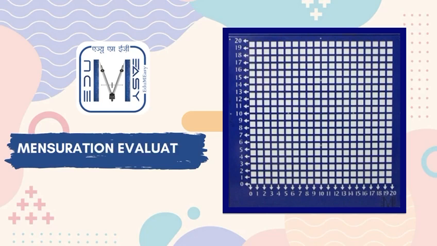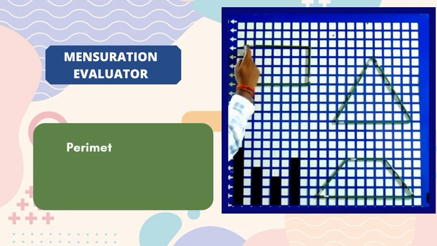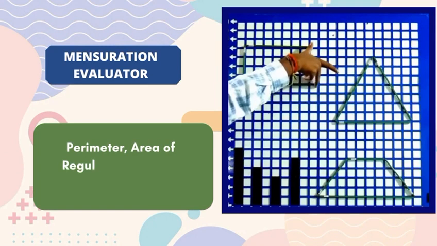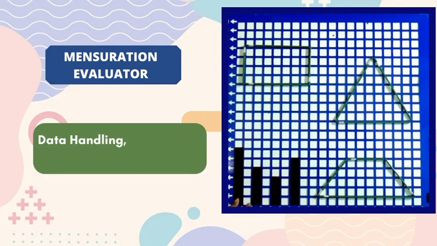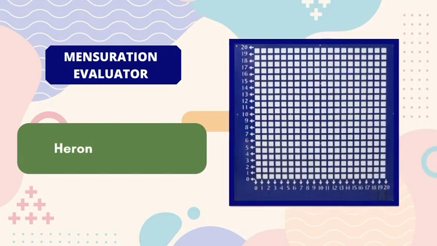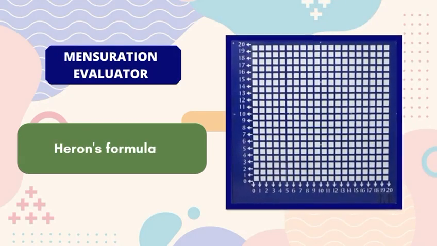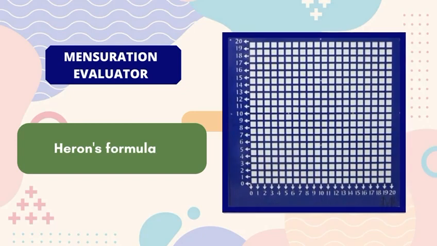The last in the row is mensuration evaluator. Perimeter, area of regular shapes, irregular shapes become very elementary concepts after using this. Data handling, playing with numbers, and many more. Even Heron's formula are some of the experiments which this equipment demonstrates.